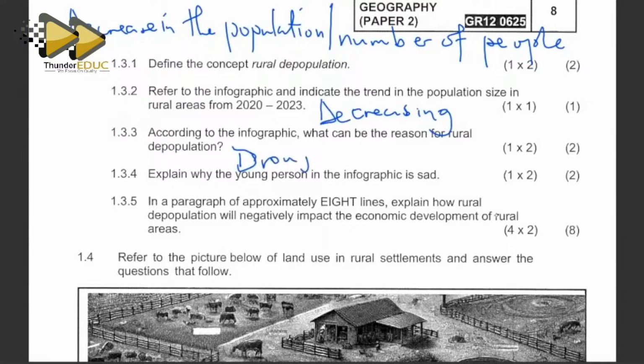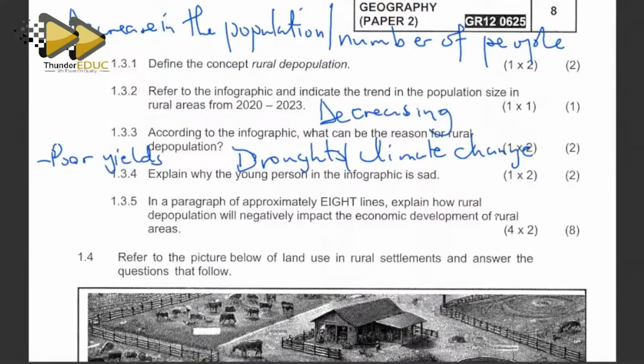Because of persistent droughts in the rural areas, people are no longer interested in staying in the rural areas. Or we can qualify it as climate change, a possible factor. Or we can say poor yields. Those could be the factors that could be promoting rural depopulation. Because of persistent droughts, or because of climate change, or because of poor yields, those are factors that can be contributing towards rural depopulation.